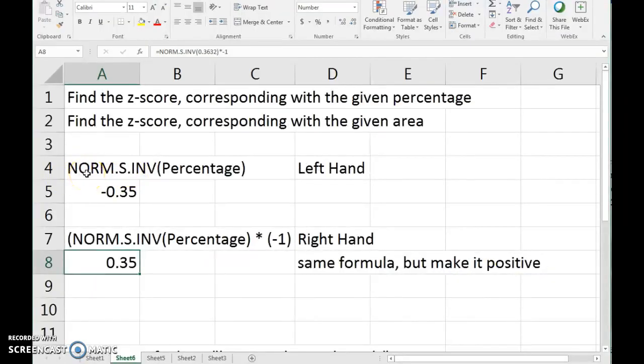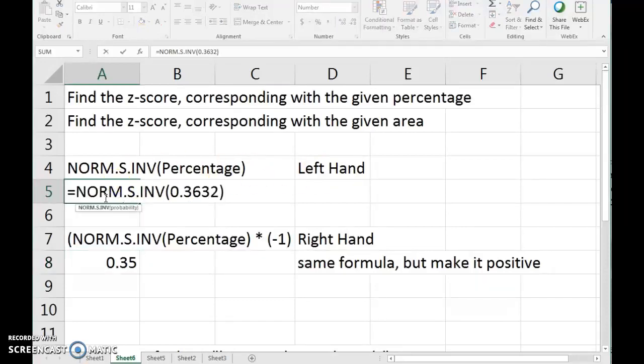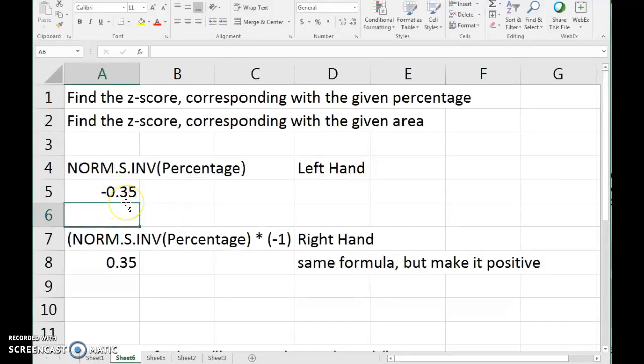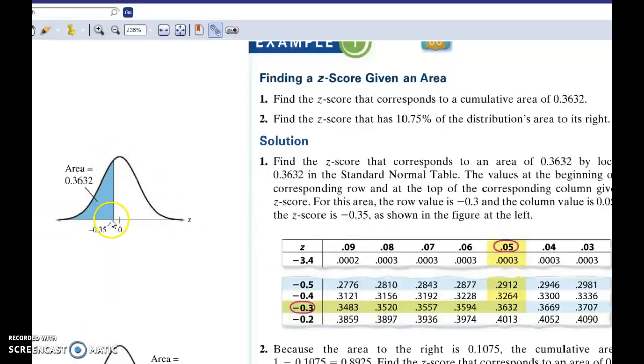Here's the formula you'll want to use: norm.s.inv, which stands for inverse. Then in your parentheses, just enter the percentage, or the problem could phrase it as the area or the probability that is to the left of your cutoff mark. When you type that in, Excel will give you back the z-value that corresponds to the cutoff spot, where anything to the left of that z-value, the probability of falling in that area is equal to whatever you typed into the Excel formula.